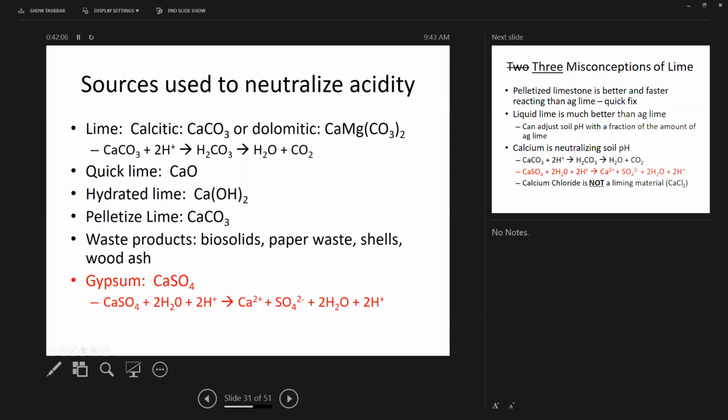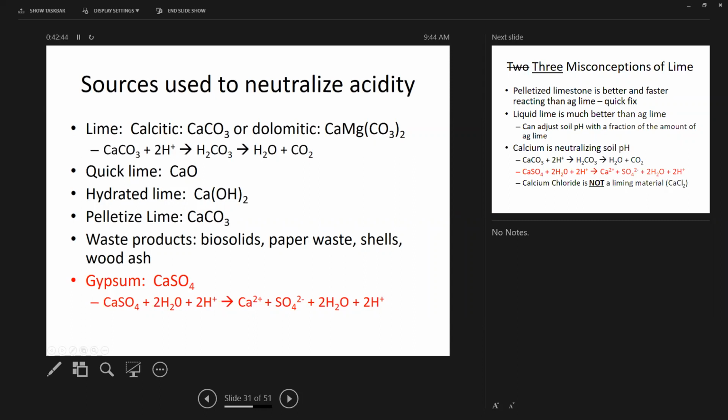Gypsum. People think, oh, it's the calcium that's doing it. Gypsum is calcium sulfate, CaSO4. If we look at our reaction, we have calcium sulfate. Here's our acidity. Calcium is going to dissociate to form the sulfate. We still have our water. We still have our acidity. If you say, well, you can make sulfuric acid, H2SO4, so we're doing something, we're consuming that hydrogen. It's a strong acid. As soon as it forms, it's going to dissociate.